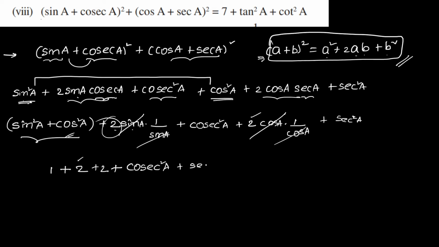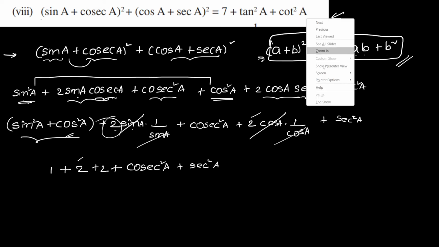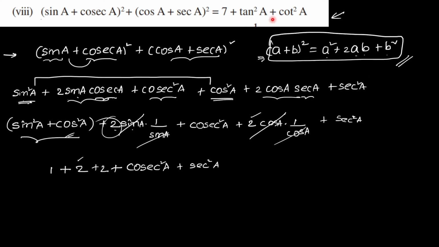Plus secant square a. And now we should always have an eye on what we have to prove. మనకి ఎప్పుడు కూడా ఒక కన్ను దీనిపైన ఉండాలి. ఇక్కడ ఏం ప్రూవ్ చేయాలి మనము, 7 plus tan square a plus cot square a ప్రూవ్ చేయాలి. మనకు వచ్చిందేమో cosecant స్క్వేర్ secant, మనం ప్రూవ్ చేయాల్సిందేమో tan cot ఉంది. But what we have got here is secant and cosecant, ఇక్కడేమో tan cot.